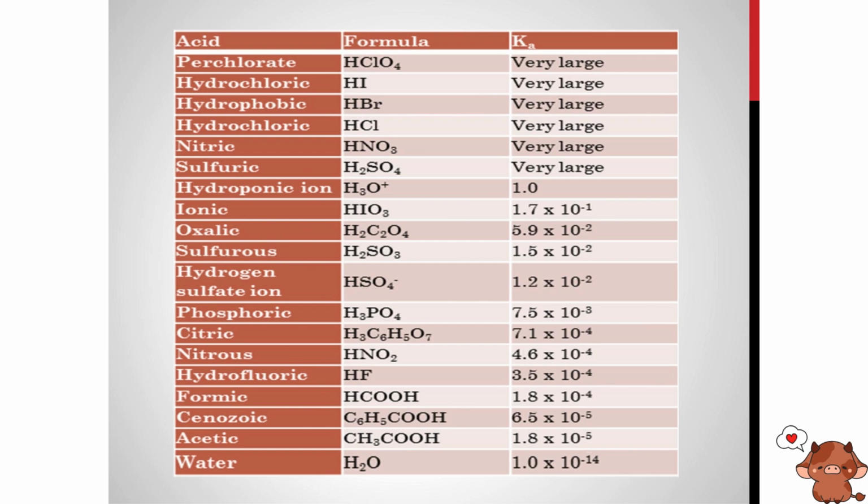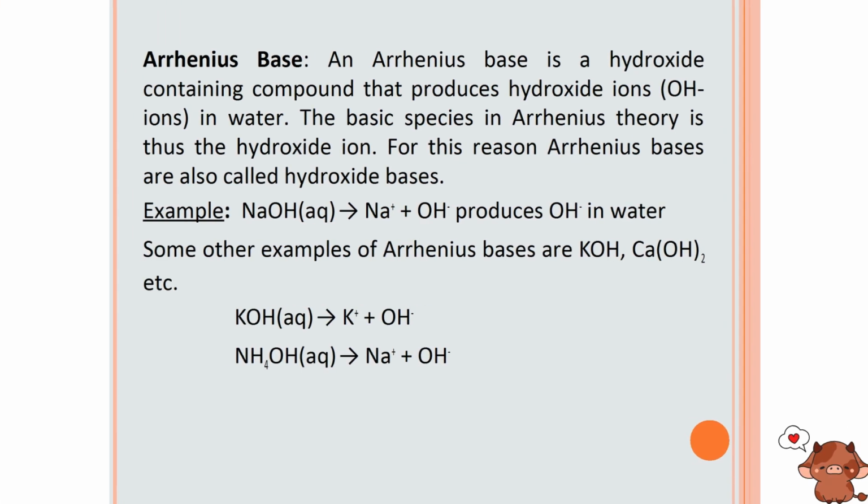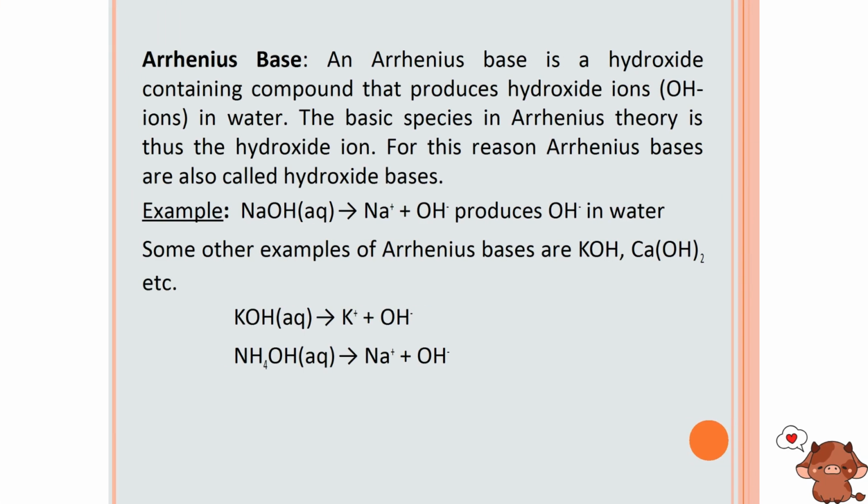Other values are listed for reference. Now, what about Arrhenius bases? An Arrhenius base is a hydroxide-containing compound that produces hydroxide ions in water. The basic species here is the hydroxide ion. For example, sodium hydroxide dissociates into sodium and hydroxide ions.